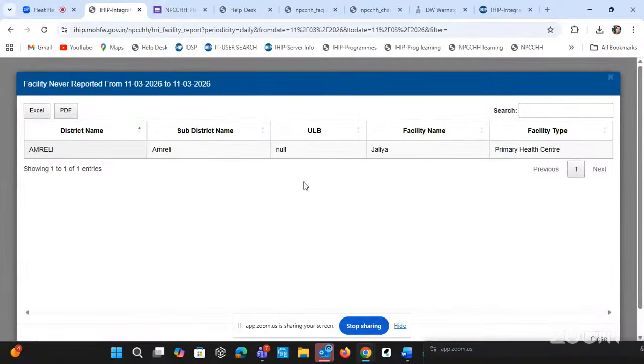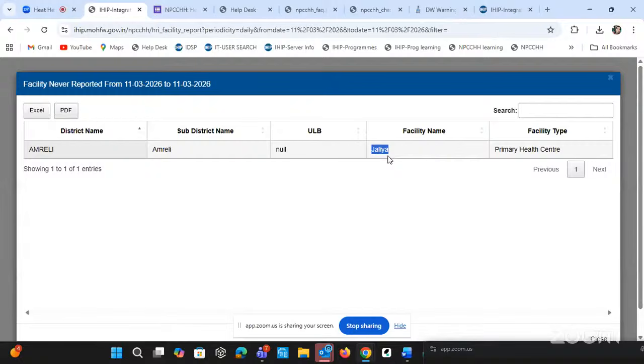So for district nodal officers, this is a useful function when the reporting in your district is not 100%. You can review which of the facilities have not reported from this function.